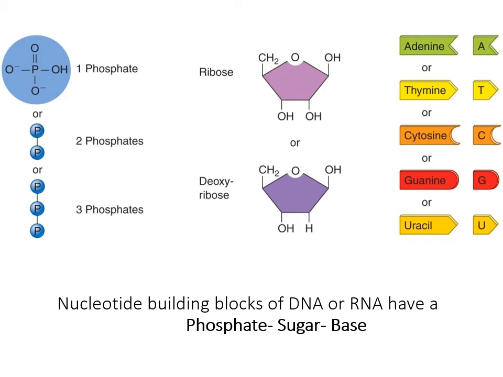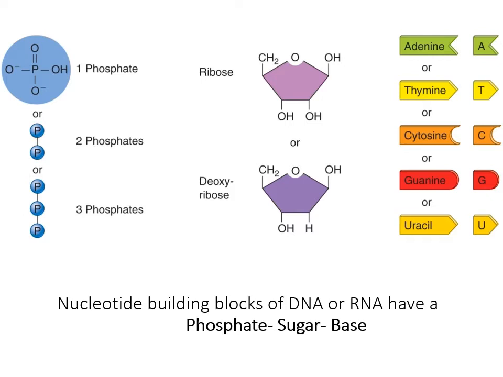Okay, so we have a phosphate group in DNA or RNA. We're talking about nucleotides right now. And then we have a sugar group, which could be ribose or deoxyribose, right? Ribose in RNA, deoxyribose in DNA. And then finally, we have one of these nucleobases. So it could be adenine, it could be thymine, cytosine, or guanine in DNA.